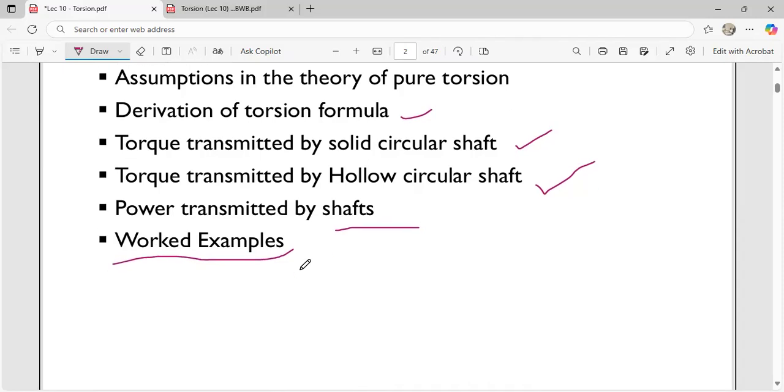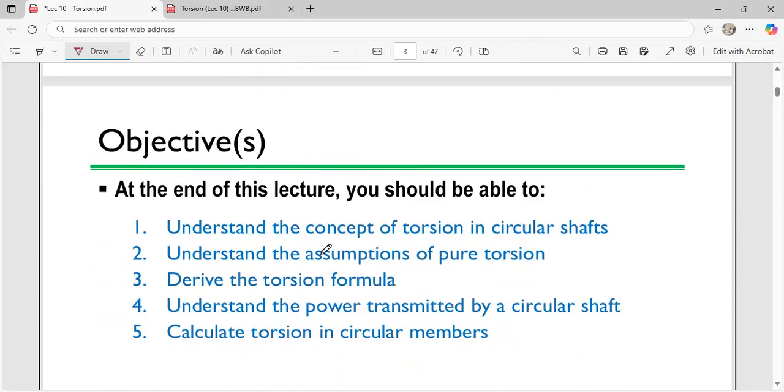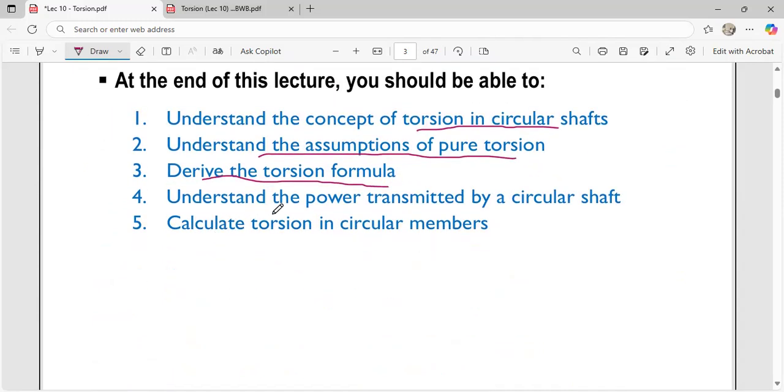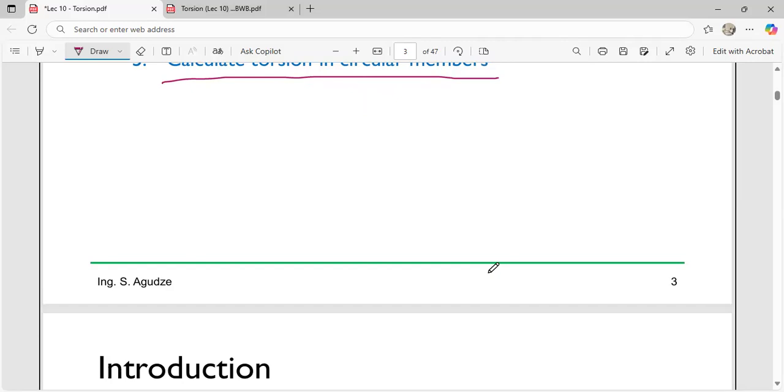All right. So the objectives of the course is that at the end of this lecture, you should be able to understand the concept of torsion in circular shafts, understand the assumptions of pure torsion, and also derive the torsion formula. You are supposed to also be able to understand the power transmitted by circular shafts and also calculate torsion in circular members.